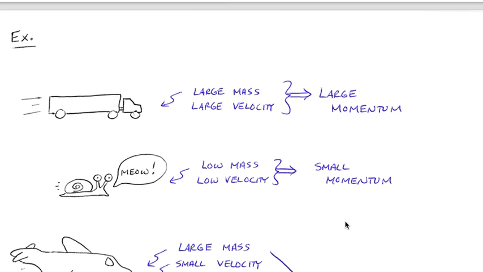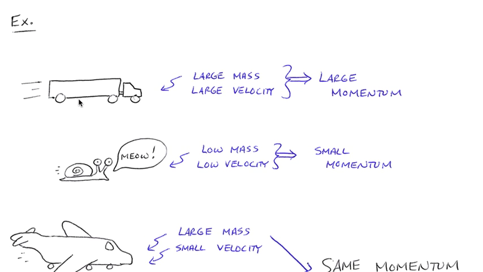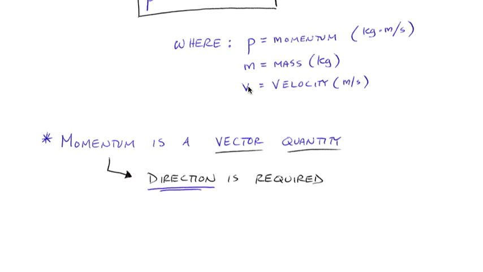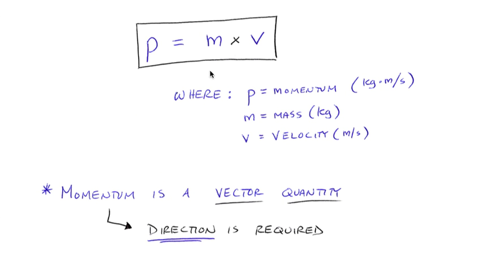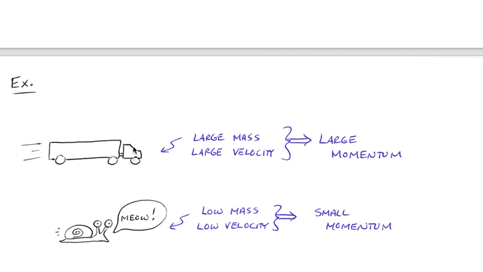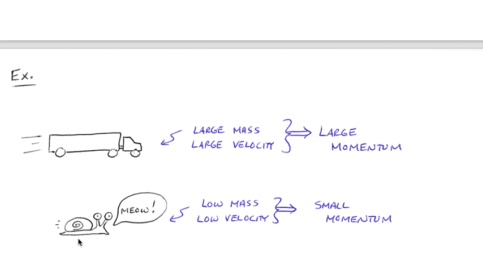So just look at a few quick examples. If I have like a Mack truck and it's moving very fast, large mass, large velocity, when I multiply those two large values together, I will get a large momentum. So here I have a large momentum for this object. Now for a snail that has a low mass and it's not moving very fast, low velocity, when I multiply those two numbers together, they're both low, so I'll get a small momentum. And that's what most people kind of realize.